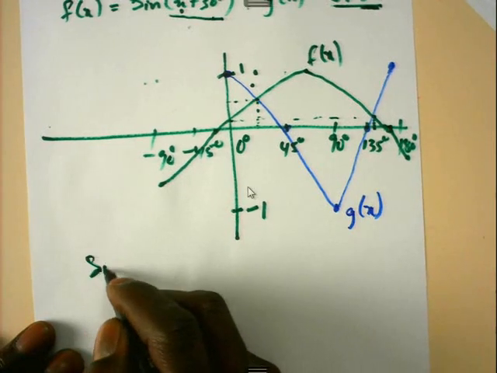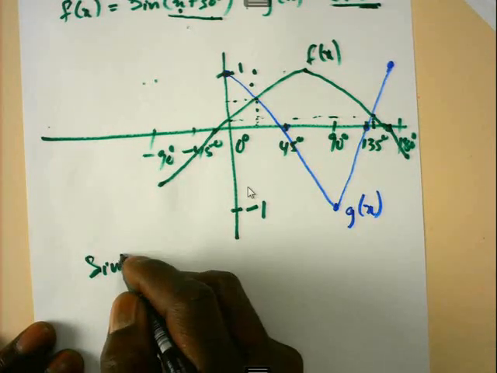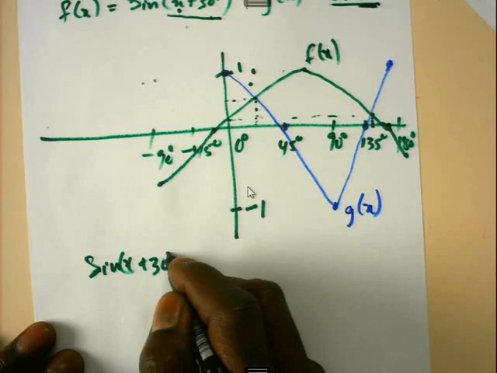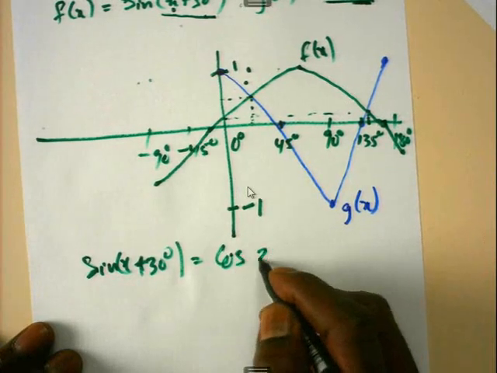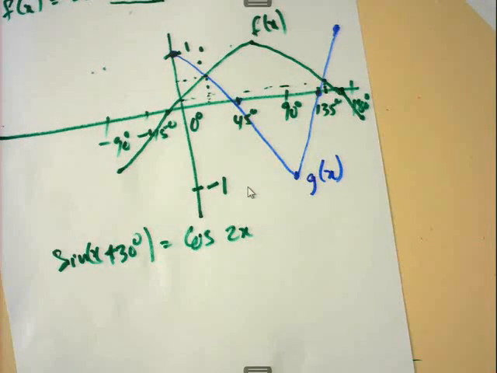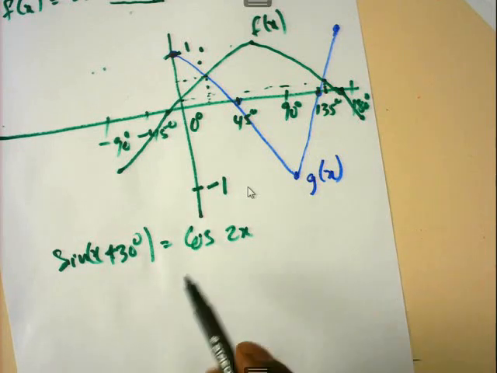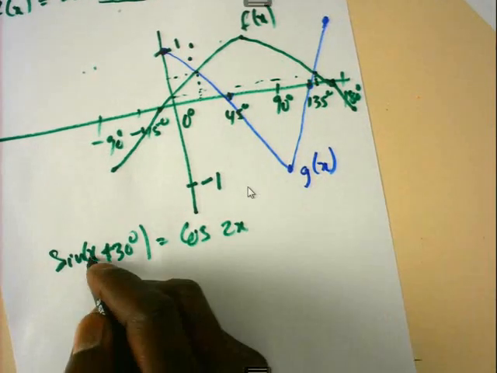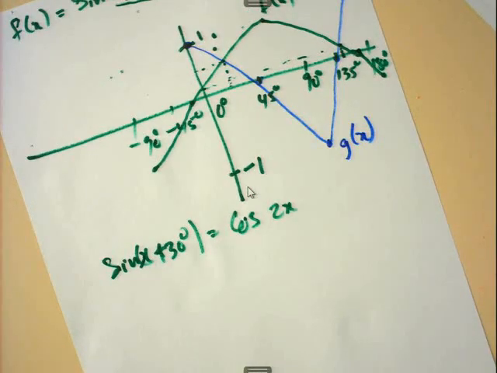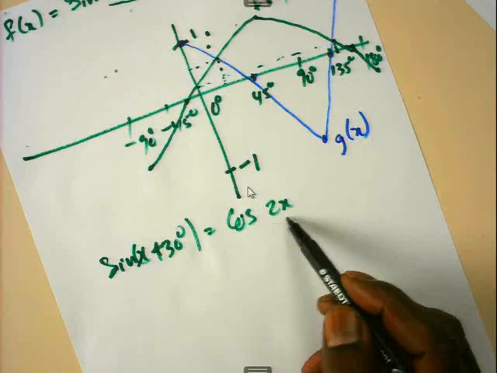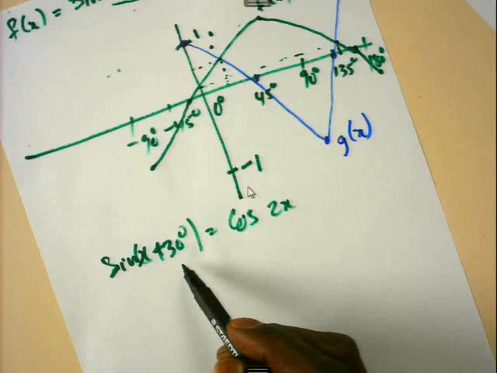Sin of x plus 30 actually equals cos 2x. But now we cannot work with different ratios. What if I divide both sides by cosine so that I simplify my things? You are just going to complicate the issues. We cannot do that. These angles are not the same to start with.